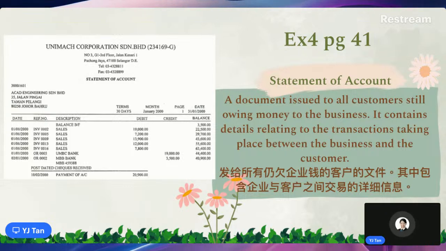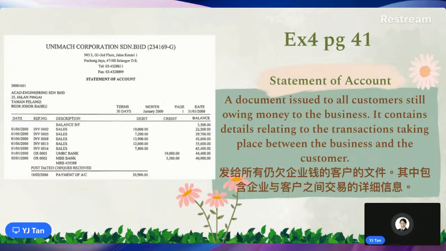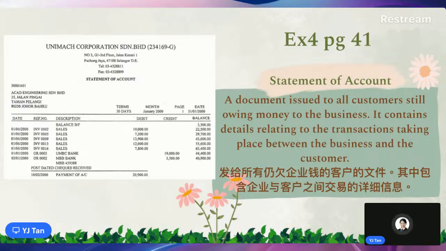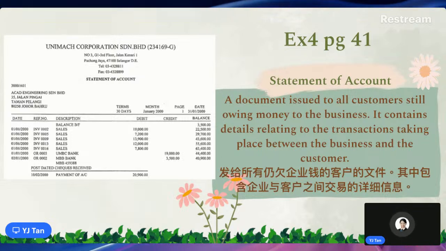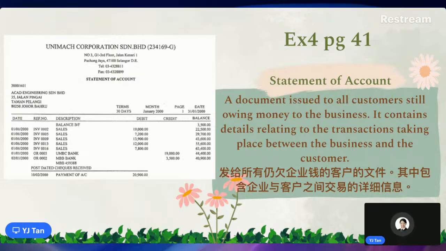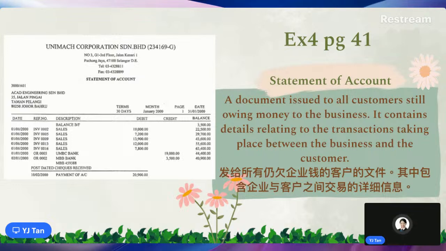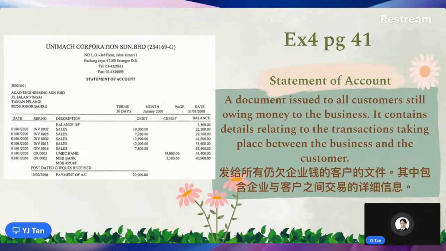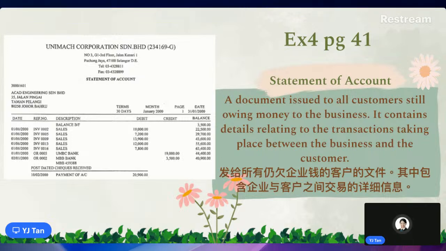Some businesses, after a while, have so many transactions happening. For example, the invoice to the customers, there is a sale, and then at the end, the customer originally owed this much, and then they pay, some customers pay here and there. So there may be a bit of confusion. So a statement of account comes into the picture to help both parties understand a little bit better, especially as this document is issued to all the customers still owing money to the business. It contains details relating to the transactions taking place between the business and the customer.